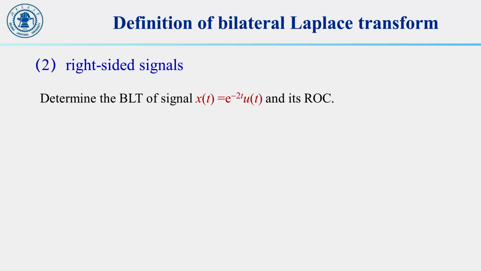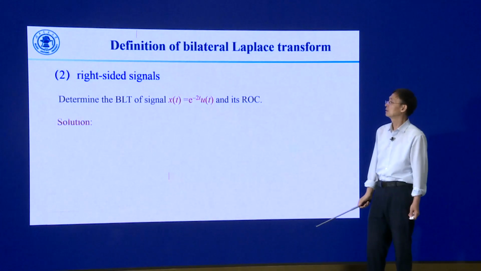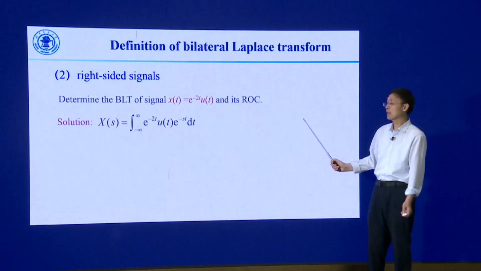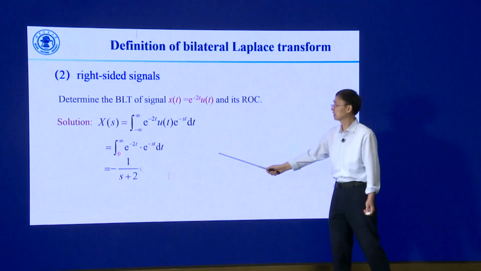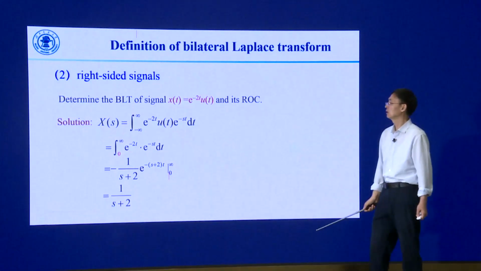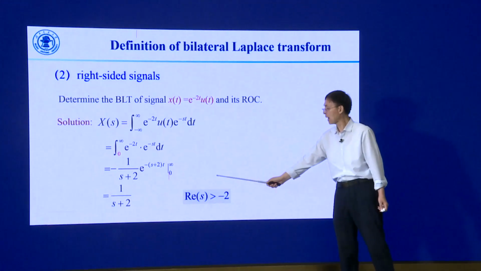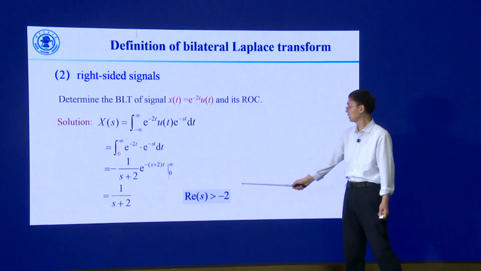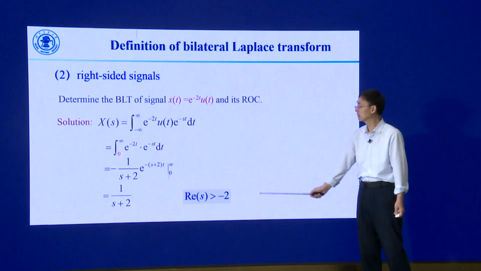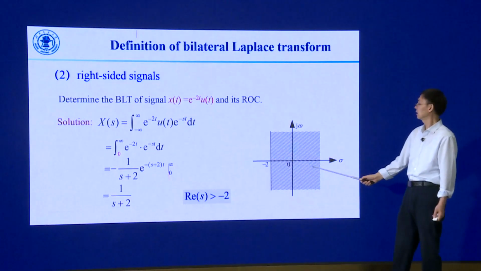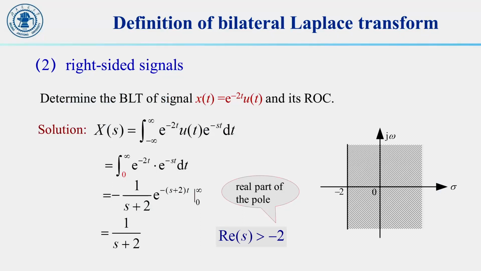The second is right-sided signals. Determine the bilateral Laplace transform for this signal. According to the definition of the bilateral Laplace transform, we can get the result. In the procedure, we need the real part of S to be greater than -2. The ROC can be expressed in the picture. This is the S-plane.